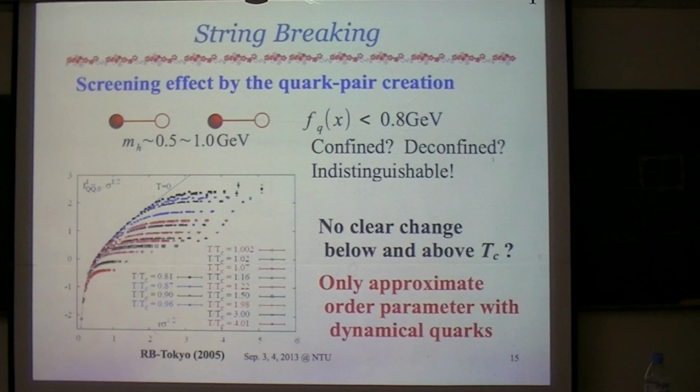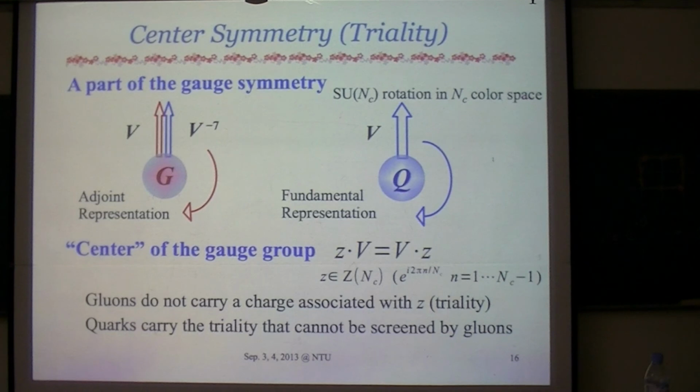So anyway, in some sense, it may be possible to define at least an approximate order parameter for deconfinement. But order parameter means you must have some symmetry, otherwise the order parameter doesn't make sense. So then the question is, what is the underlying symmetry corresponding to the order parameter? And the answer is center symmetry. And center symmetry is a bit non-trivial symmetry that exists only for finite temperature non-abelian gauge theory.